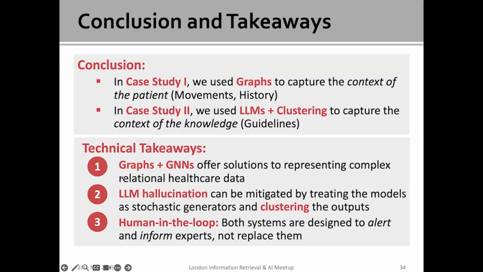And what's also important for us, we don't want to replace the actual experts. Both approaches are designed with the idea to use them in a human in the loop way. So the experts are informed by our system, but they are not replaced by our system, and they can use that information to make informed decisions, but they don't have to rely on that information. So it's just a tool that helps them in the clinical practice.